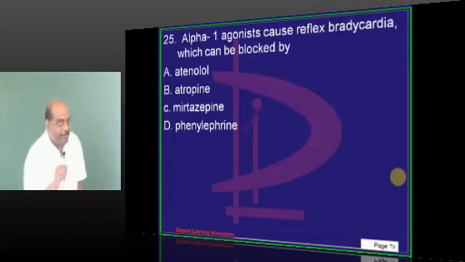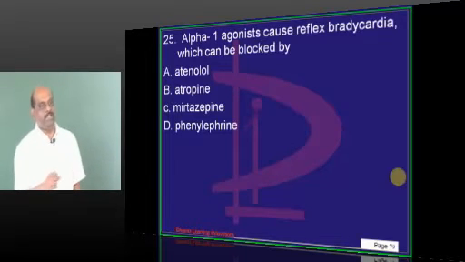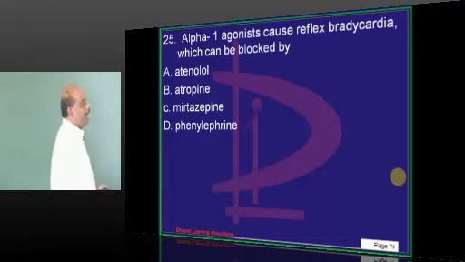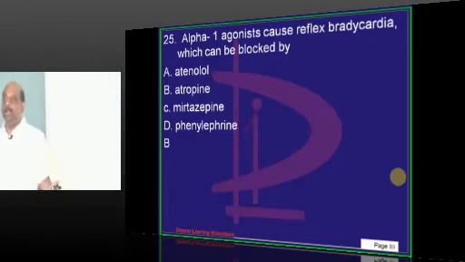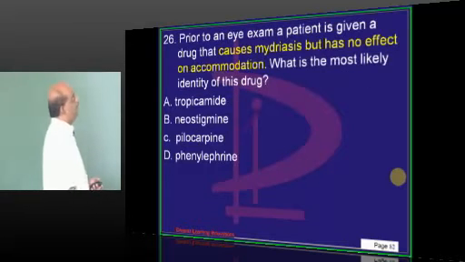How can you stop that reflex bradycardia? By antagonizing the vagus. Vagus is parasympathomimetic, acetylcholine releasing. So atropine is considered to be the antagonist to take care of the reflex bradycardia, is what you need to ultimately remember, doctor.